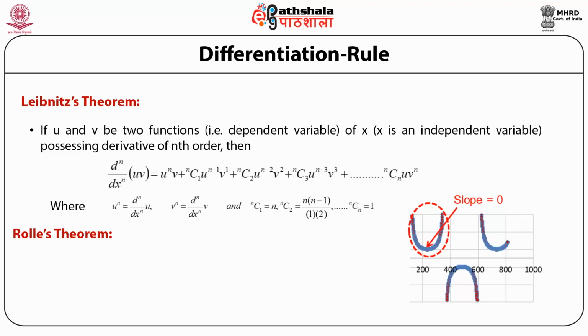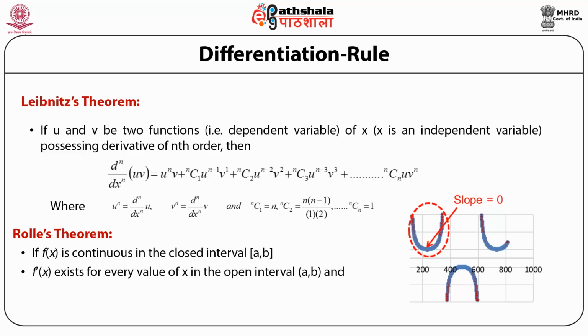Rolle's theorem. Rolle's theorem says: f of x is continuous in the closed interval a to b, and f dash of x exists for every value in the open interval a comma b, meaning not including a and b, and f of a is equal to f of b, that means the starting point and ending point values are the same. Then there is at least one point where the slope is 0, so if you differentiate there, it becomes 0.